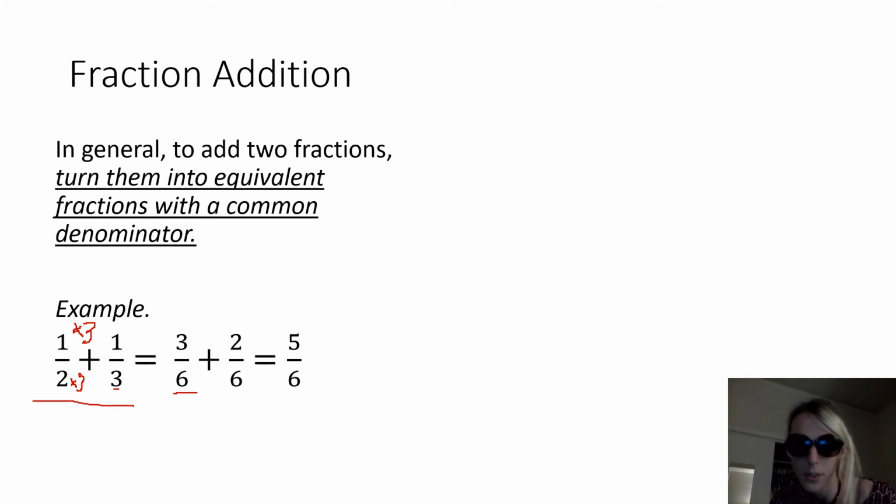So 1/2 is equivalent to 3/6 because we multiply top and bottom by the same number. And 1/3, we multiply top and bottom by 2, we get 2/6. 1/3 is equivalent to 2/6. 1/2 is equivalent to 3/6. And the point of this was we've turned the original two fractions into two fractions with a common denominator, 6. And now 3/6 plus 2/6 is 5/6.